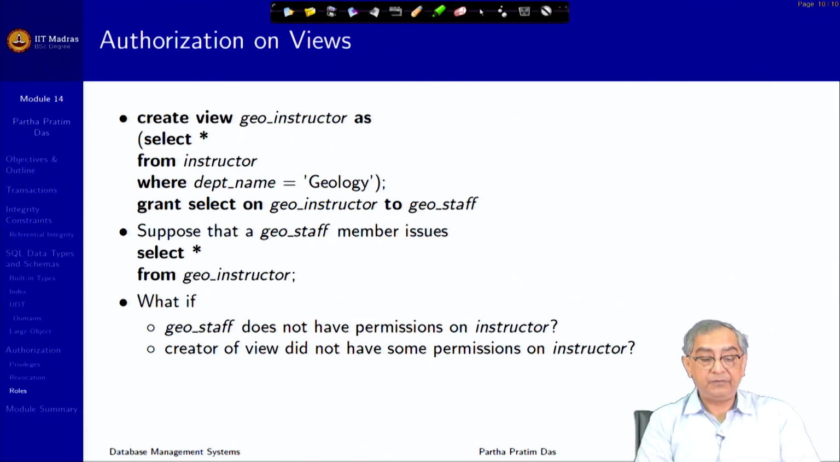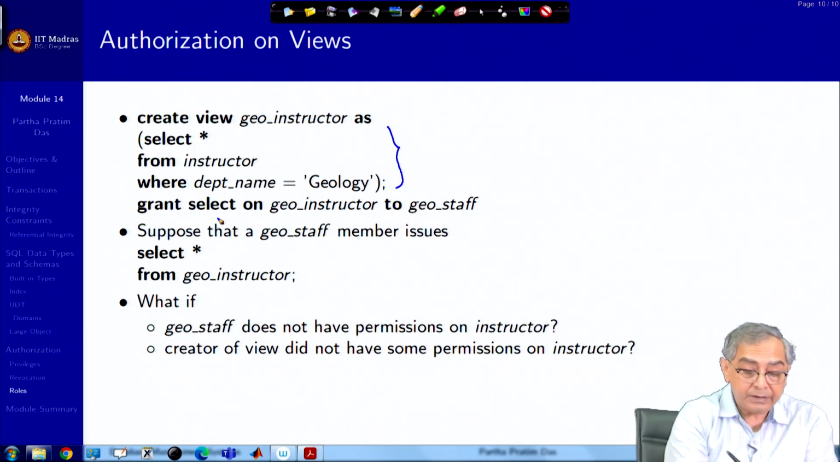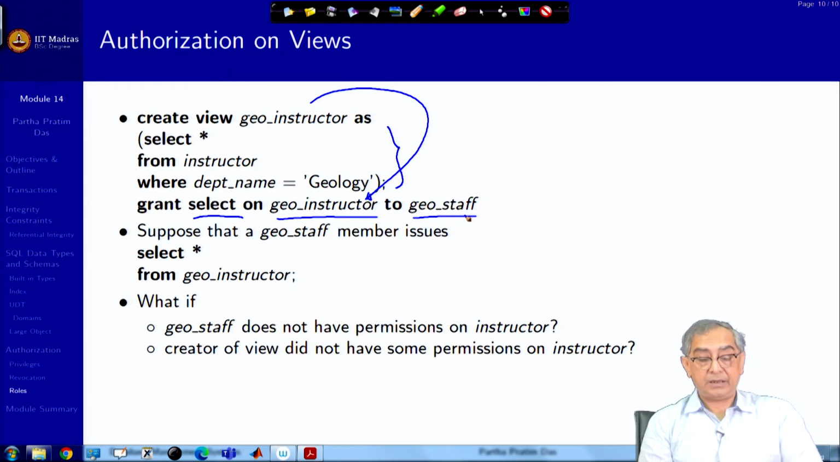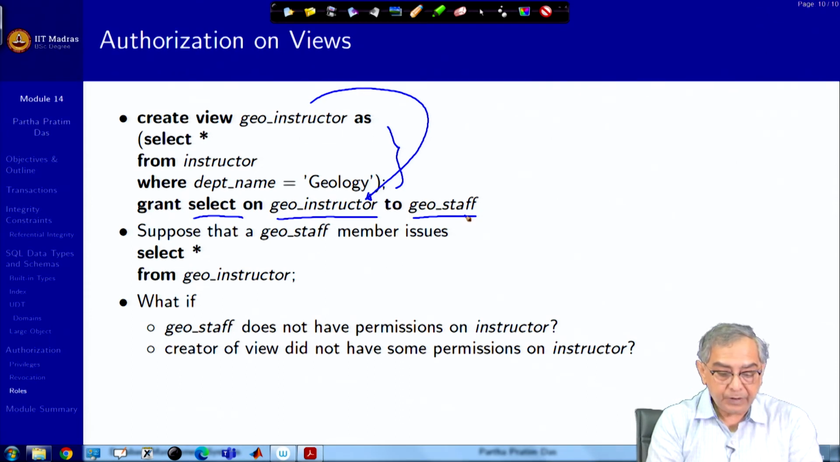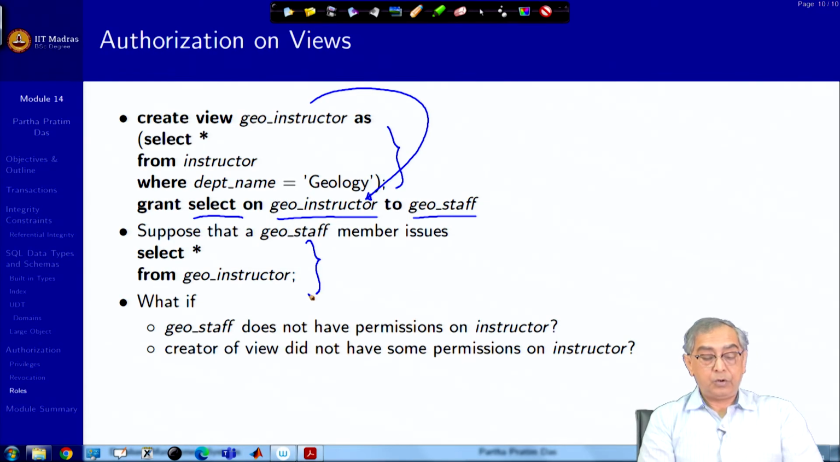Authorization can be given specifically on views also. You can create a view, as you can see here. This is the view query, and on this geo instructor view that has been created, select privilege has been given to the geo staff role. If the geo staff now issues a select star, they will be able to do that. The interesting thing is that the geo staff is getting the permission on the view. The geo staff may not have select permission on instructor, but will still be able to do the select on the geo instructor view.